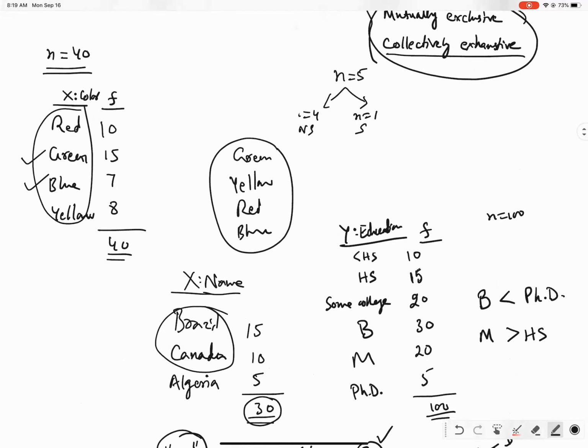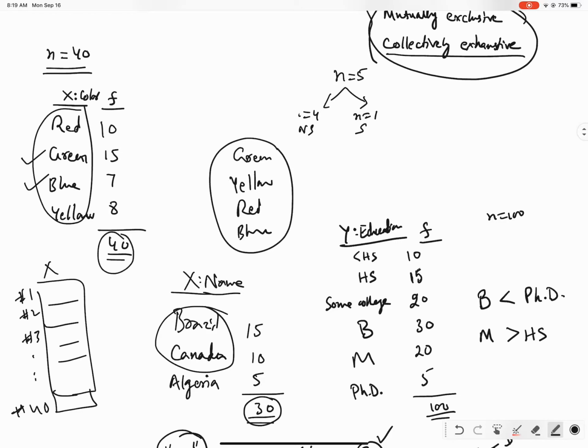So for example, in terms of our raw data, in the color example, our raw data would look like this. X represents color, and we have these different observations, number 1, number 2, number 3, and so on and so forth. We have 40 observations in this sample because we have 40 people. We have 40 people in this sample, so there are 40 rows in this table. 40 observations or 40 rows. So from each of these observations, we are getting a color. Person number 1 liked the color blue. Person number 2 liked the color yellow. Person number 3 said they like the color green, and so on and so forth.